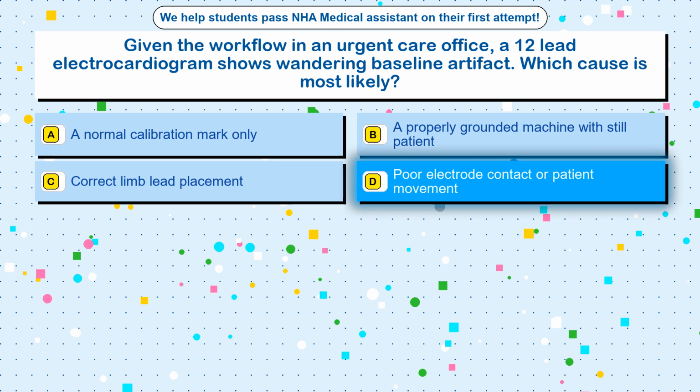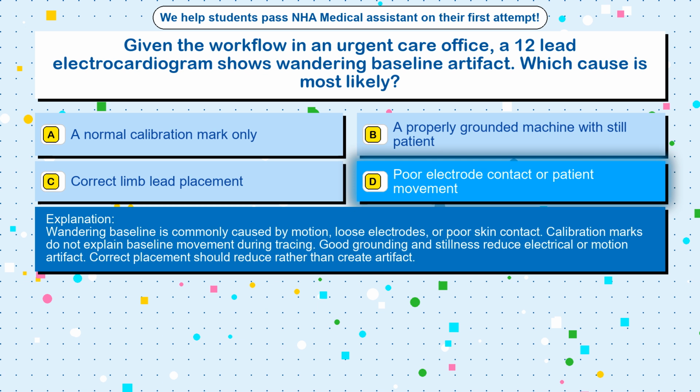The correct answer is option D, poor electrode contact or patient movement. Wandering baseline is commonly caused by motion, loose electrodes, or poor skin contact. Calibration marks do not explain baseline movement during tracing. Good grounding and stillness reduce electrical or motion artifact. Correct placement should reduce rather than create artifact.